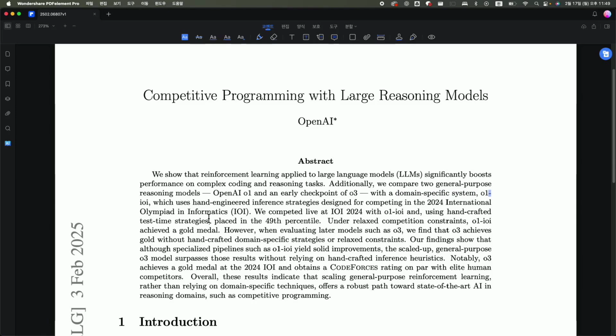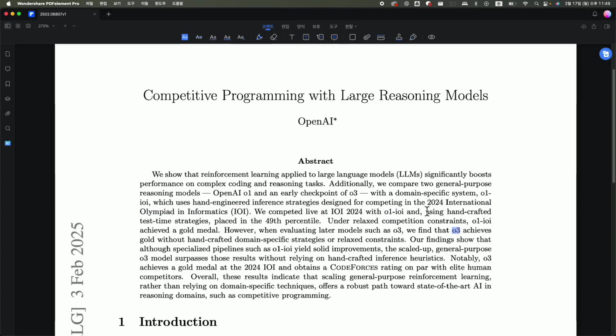It's the Informatics Olympiad. I participated in the Korean Olympiad during middle school and high school. It's an international competition, a programming contest where you solve extremely challenging problems that test your coding skills, similar to difficult math problems. So, we can think of O1 as being specialized for this IOI.